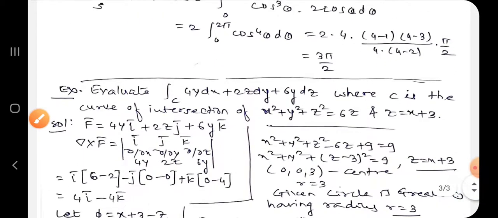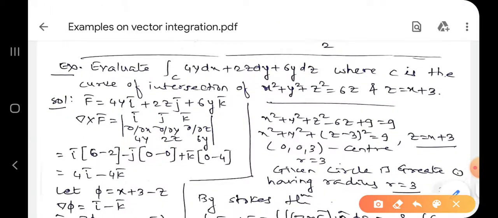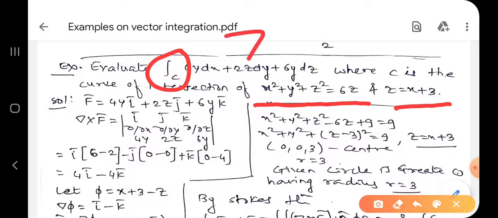One more problem I will tell you related to the great circle. Evaluate integral over C 4y dx plus 2z dy plus 6y dz, where C is the curve of intersection x square plus y square plus z square equal to 6z, z equal to x plus 3. आता इथे परत लाईन इंटिग्रल दिलं आहे. आय हॅव टू यूज स्टोक्स थेरम, means I will solve that problem using double integral by taking del cross f bar and its double integration.